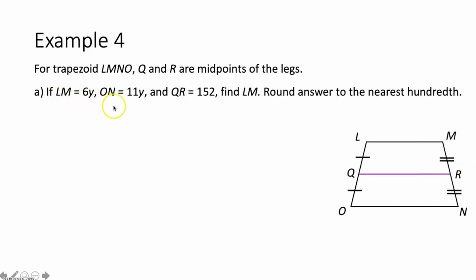Now let's also label what else we're given. It says the measure of segment LM is 6y, so we label LM as 6y. The measure of segment ON must be 11y, so we put that here. The measure of segment QR actually gives us our midsegment. It's 152. So we're trying to find the measure of segment LM up here, which we know is 6y. So in order to find the measure of segment LM, we clearly need to find y.